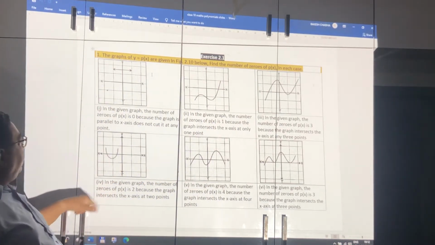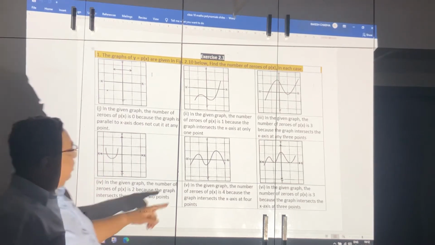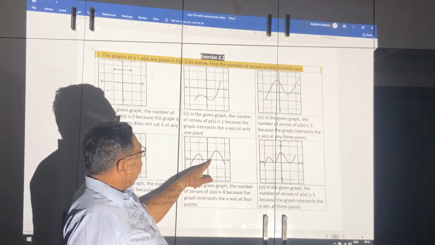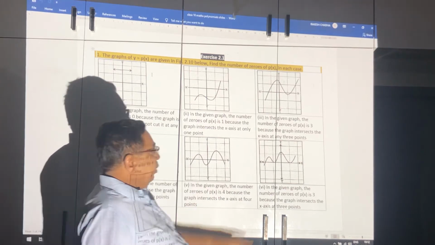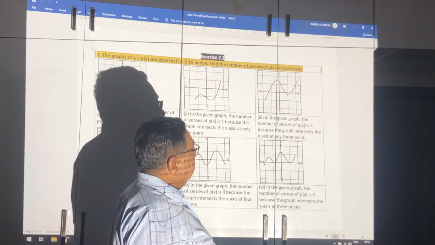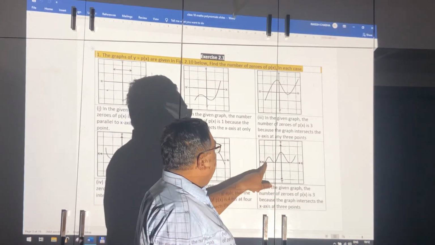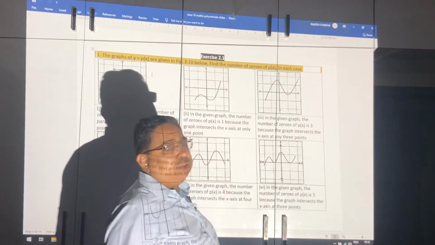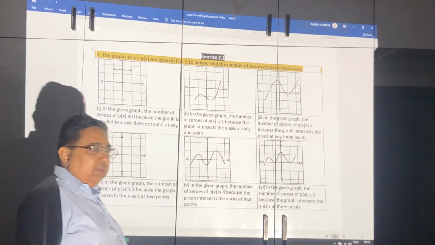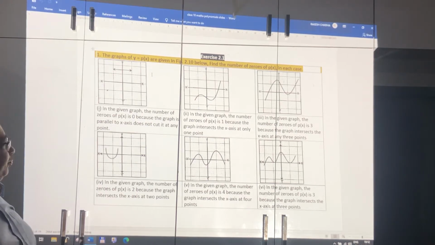Look at the next sum, 4: 1, 2. Look at the next sum: 1, 2, 3, 4. Look at this sum: it does not have 4 because the number is 3. 1, 2 and 3 where it touches or intersects the x-axis. This was exercise 2.1, which helps us with the formula which we saw last. Next.